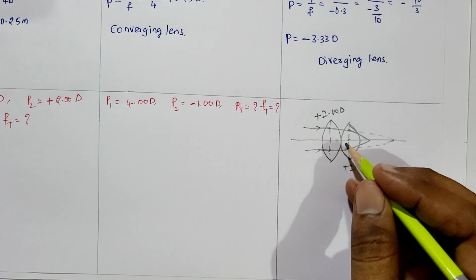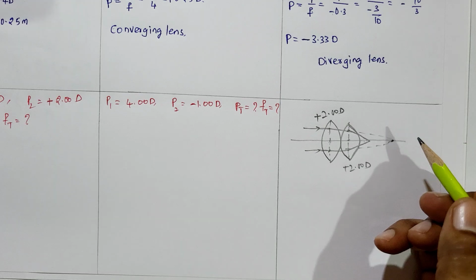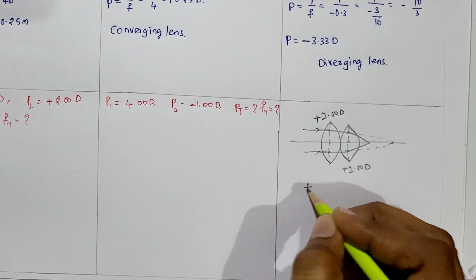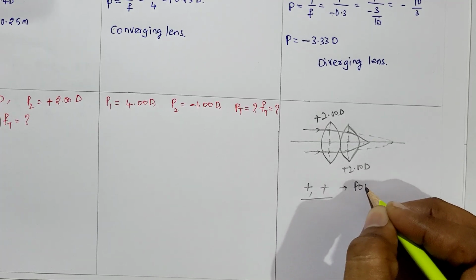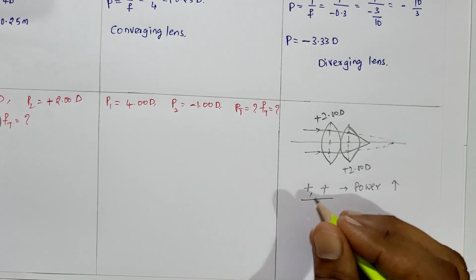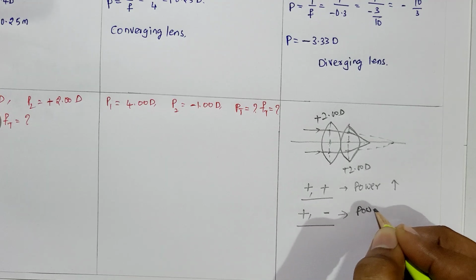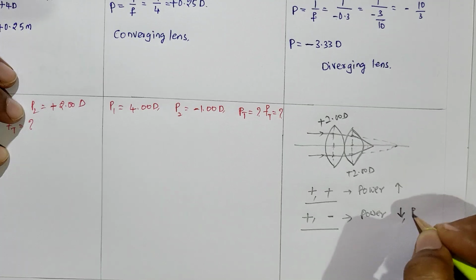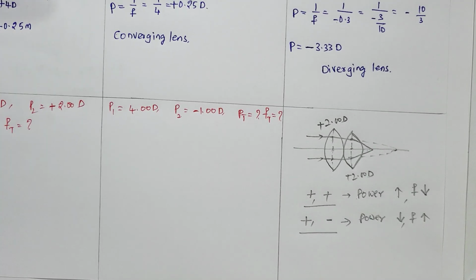Right? So what happened to total focal length now? Total focal length is decreased. Correct? Total power is increased. So when you add same polarity, plus and plus, power will increase. If you add opposite polarity lens, plus and minus, what happens to power? Power will decrease. If power decreases, what happens to focal length? Focal length increases. If power increases, what happens to focal length? Focal length decreases. Right? So keep this in mind.